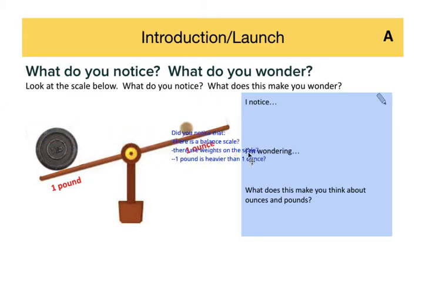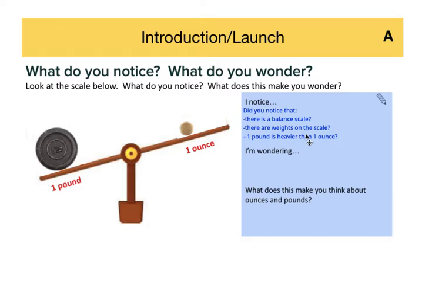So what did you notice? Did you notice that there is a balance scale? Did you notice that there are weights on the scale? Did you also notice that 1 pound is heavier than 1 ounce?